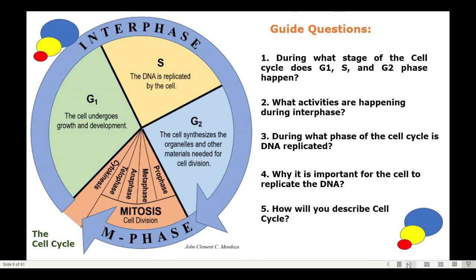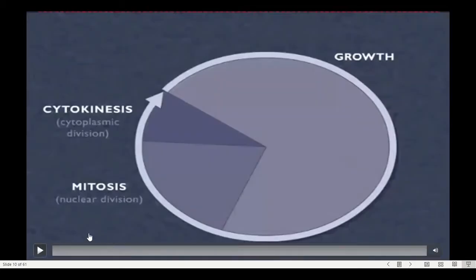How will you describe the cell cycle using this figure? So, the cell cycle is a continuous growth, synthesis of DNA, and cell division. Okay? So, let's watch this video.